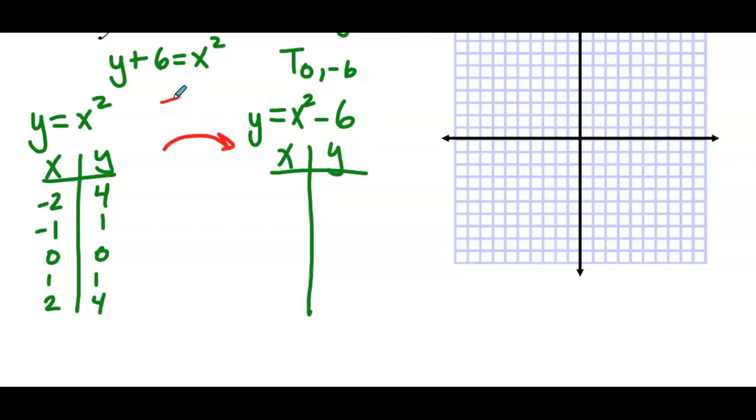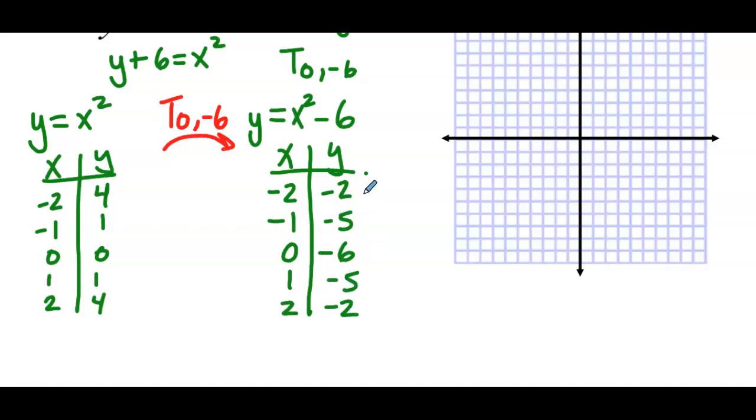So we're going to apply the translation of 0, -6. So we'll add 0 to every x value and subtract 6 from every y. So -2, -2. Then we have -1, -5, 0, -6, 1, -5, 2, -2. So we can plot our points. So -2, -2, -1, -5, 0, -6, 1, -5, 2, -2.